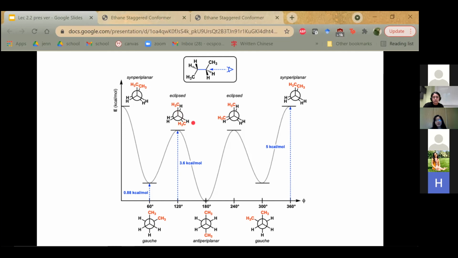So it's going to be an eclipse state, and it's going to be a lot of repulsion, but not quite as much repulsion as there was over here at 0 degrees. And then we just move this methyl group over one more time, and that's going to be our lowest energy state. So we've spread out these methyl groups as far as they can possibly be.